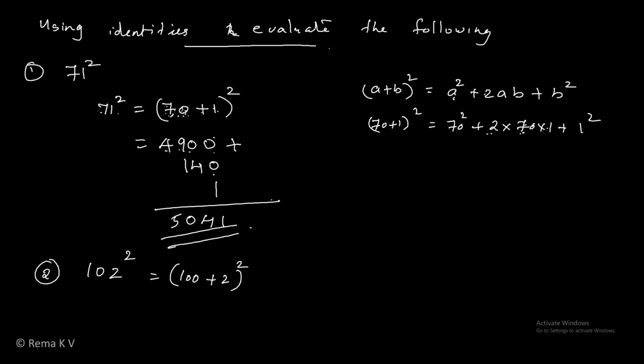So again, applying this identity A plus B the whole square, we can write this as 100 square. To write 100 square, square of 1 and then 4 zeros. Then plus 2AB. 2 into 100, it is 200 into 2, 400. Then plus B square. B square is 4. So the answer is 10404.